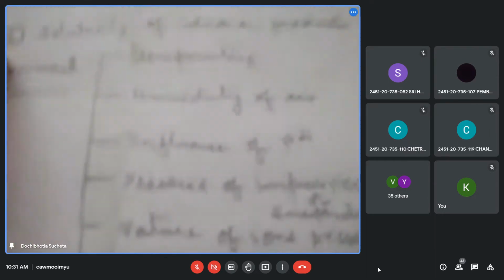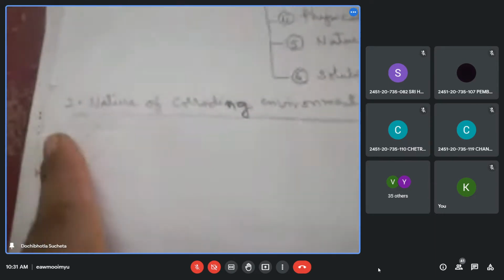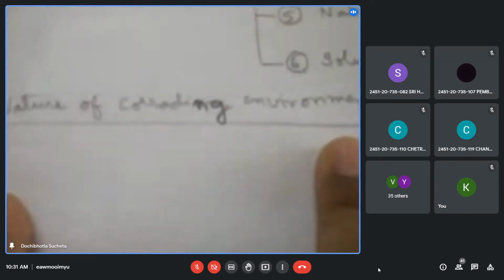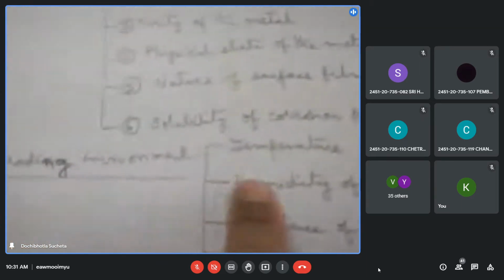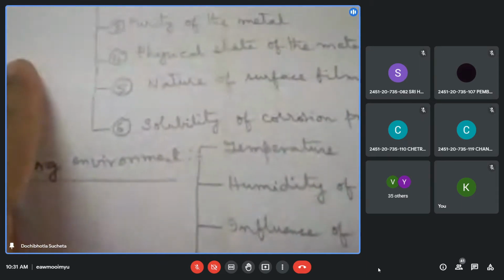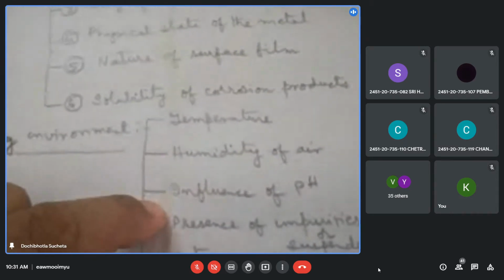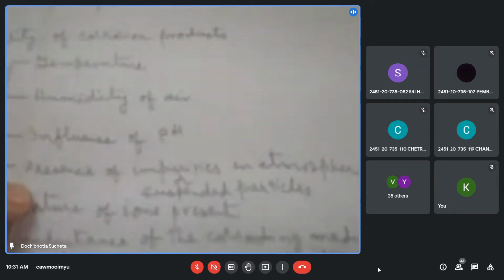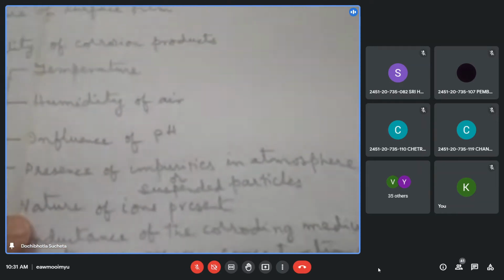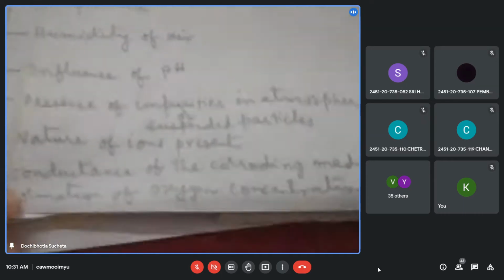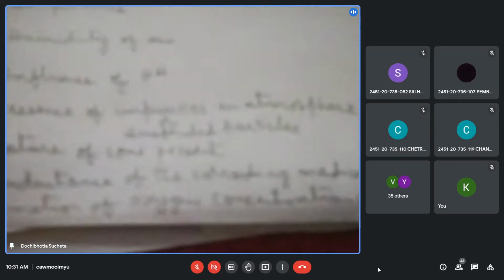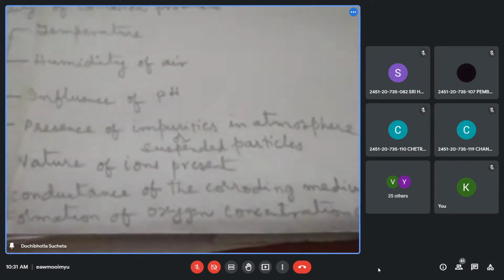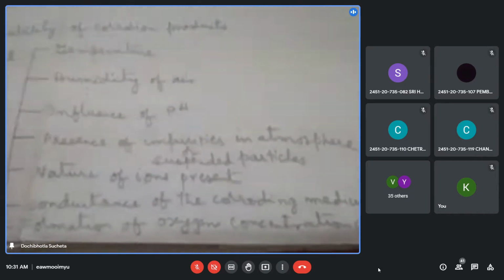So let me revise again. The second factor that affects corrosion is nature of the corroding environment. When the nature of the corroding environment is discussed, I'll talk about the temperature, humidity of air, influence of pH, presence of impurities in atmosphere or suspended particles, nature of ions present, conductance of the corroding medium, and formation of oxygen concentration cell. So these are the things which I am discussing today.